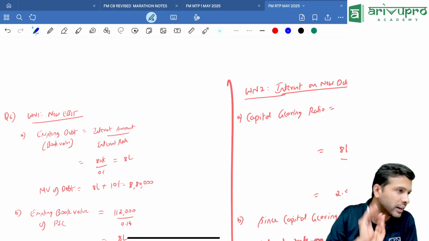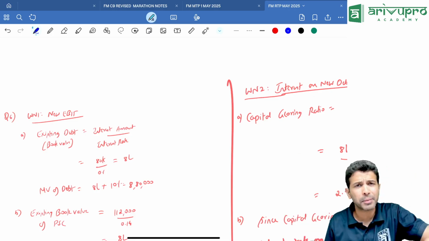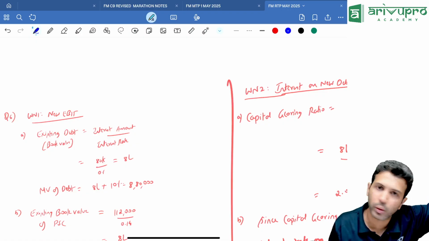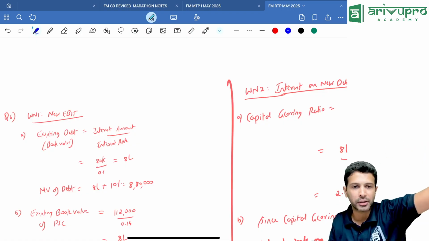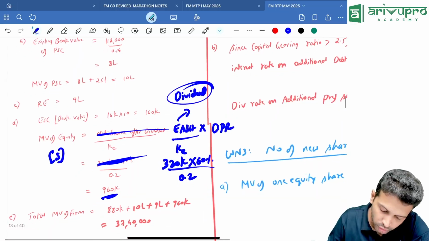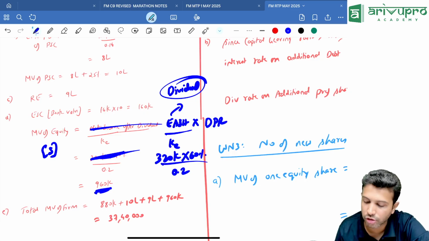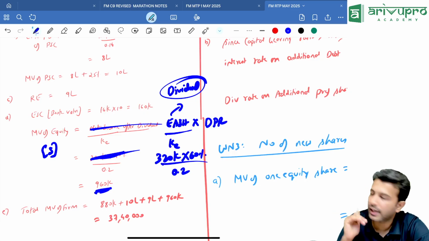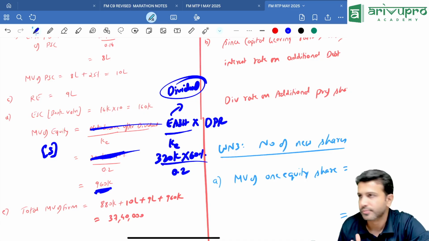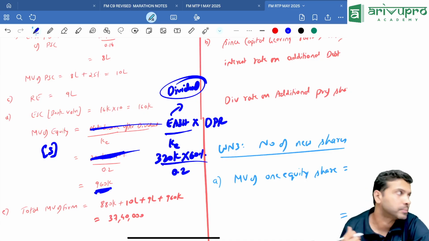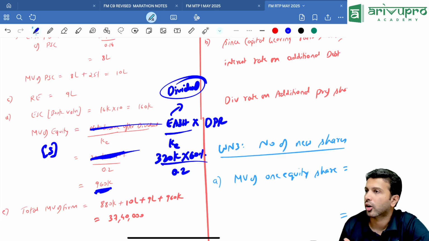EPS into dividend rate, or you can simply keep it as dividend divided by cost of equity. One of the two formulas you can keep. That divided by cost of equity, if you do, you'll get market value of equity to be how much? 9,60,000. This new adjustment is one of the highlights of this question. Quickly confirm, people. Waiting, online.